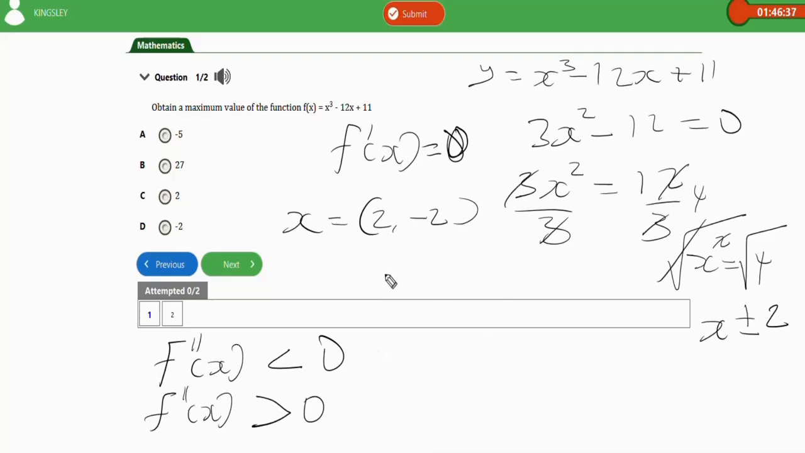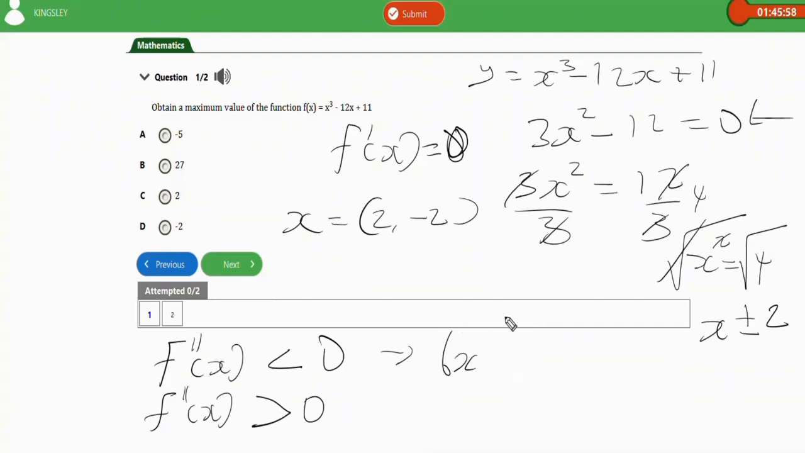Now let's get the second derivative of this function. Remember, we have the first derivative to be this. So to find the second derivative, differentiate once more. When you differentiate, you're going to have 6x. That's basically what you're going to have. So now let's input the values of the critical points respectively in this output for the second derivative and see the one that will give us less than 0 and greater than 0.